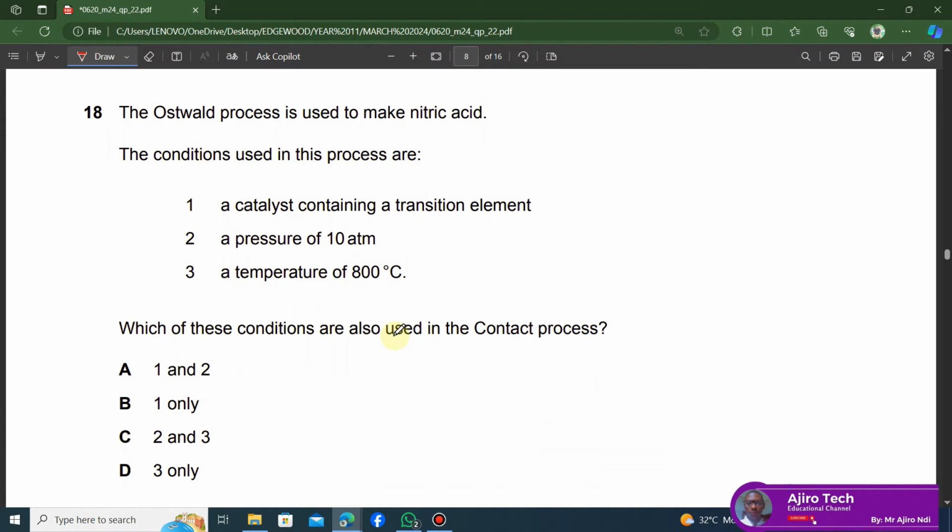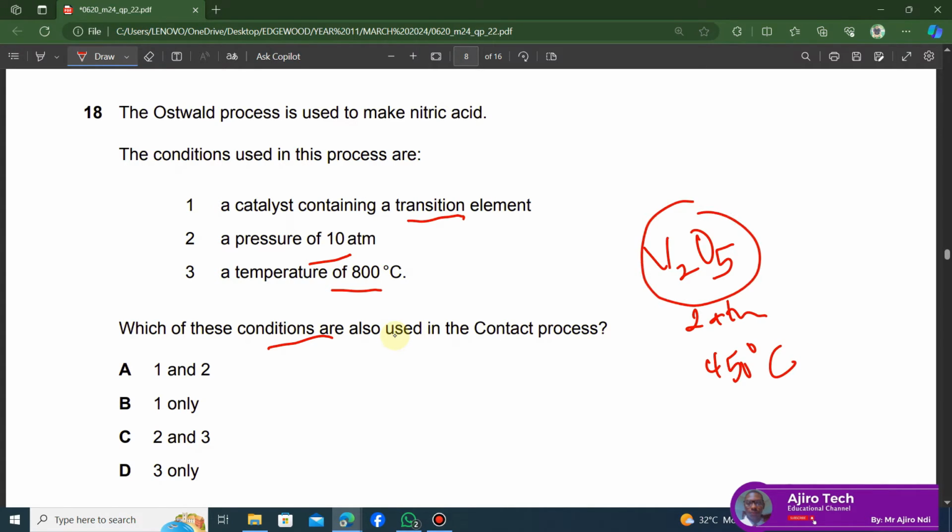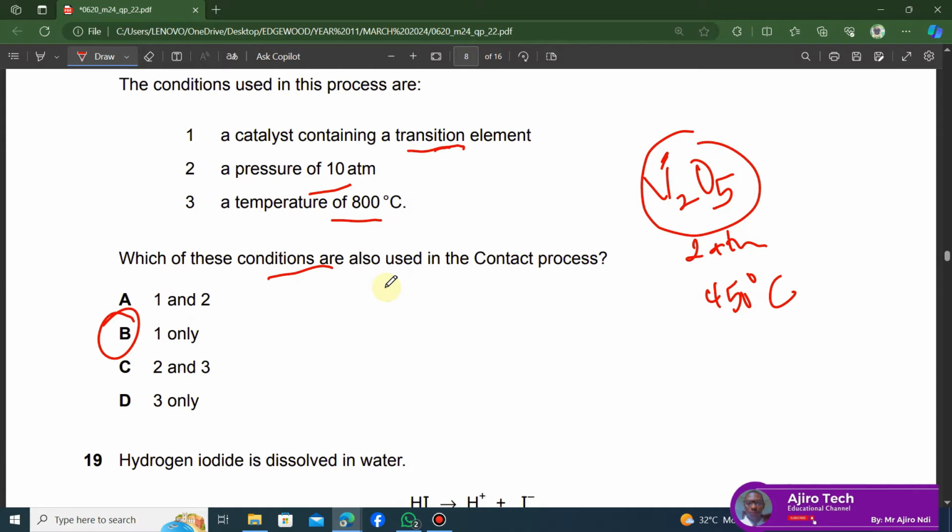Question 18. The Ostwald process is used to make nitric acid. A catalyst containing a transition element, a pressure of 10 atm, a temperature of 800 degrees Celsius. Which of these conditions are also used in the contact process? Remember, in the contact process the catalyst is vanadium(V) oxide. The pressure is different, about 2 atm, and the temperature is about 450 degrees Celsius. So the only condition that is the same is a catalyst containing a transition element, because vanadium is a transition element. So our answer is going to be B, 1 only, because that's the only similarity between the two processes.